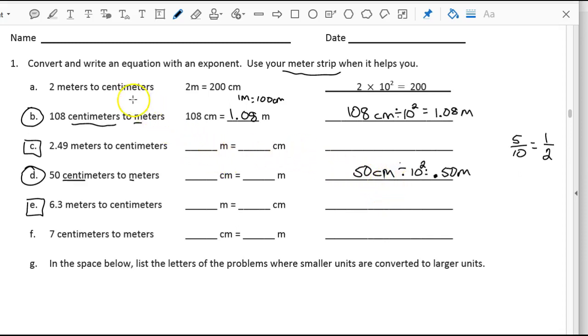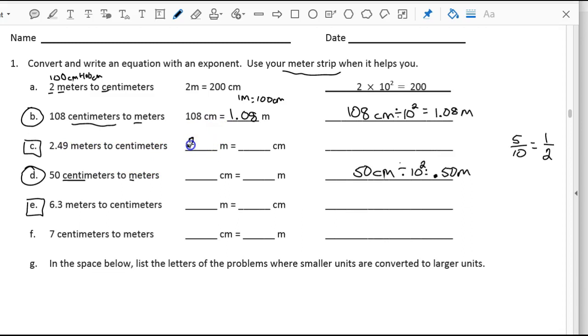Okay, so now let's go to the big guys. So 2 meters, and we're turning it into centimeters, and we know that this is 100 centimeters plus 100 more centimeters to get to 2 meters, right? 100 plus 100 is 200. And what did we do? We didn't divide this time because our numbers went from smaller to larger, so we multiplied. So let's do that on this one. So we're going from meters to centimeters.